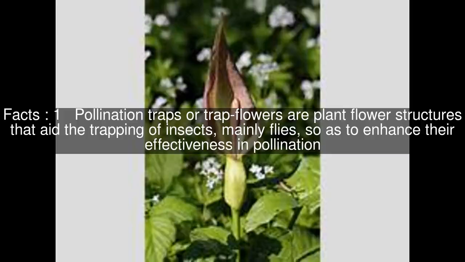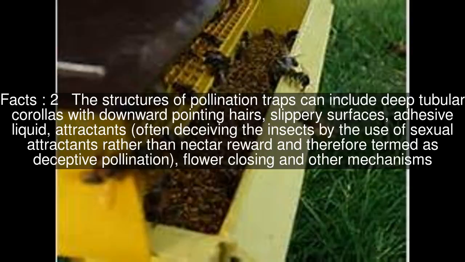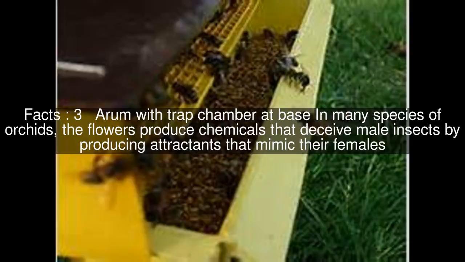Pollination traps or trap flowers are plant flower structures that aid the trapping of insects, mainly flies, so as to enhance their effectiveness in pollination. The structures of pollination traps can include deep tubular corollas with downward pointing hairs, slippery surfaces, adhesive liquid, attractants, often deceiving the insects by the use of sexual attractants rather than nectar reward, and therefore termed as deceptive pollination, flower closing, and other mechanisms. Arum with trap chamber at base.